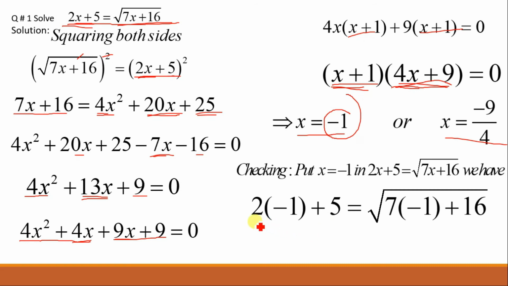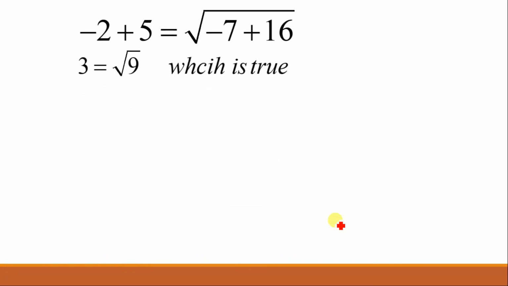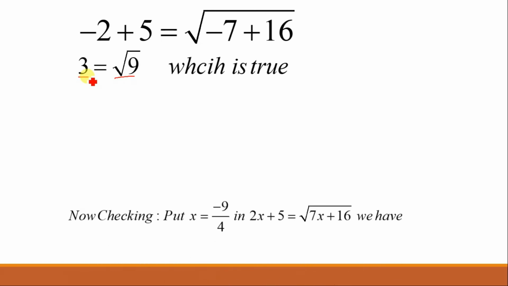2 times -1 is equal to -2. -2 plus 5 is equal to 3. And -7 plus 16 is equal to 9. So 3 is equal to the square root of 9, and we know that the square root of 9 is equal to 3, which is true. Hence -1 is not an extraneous root.